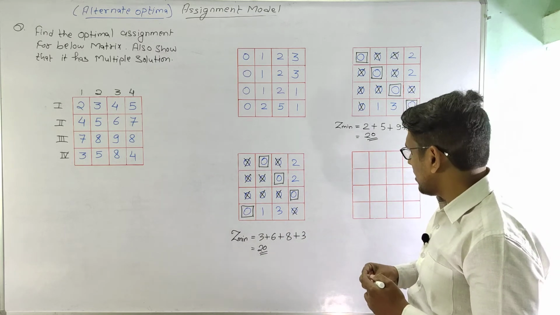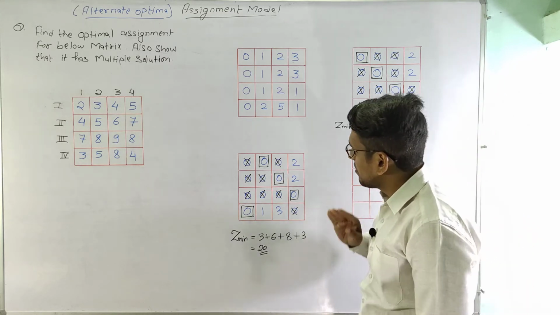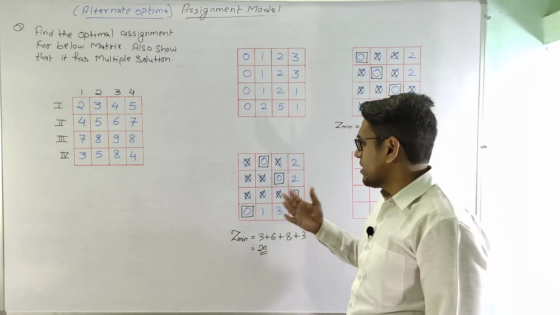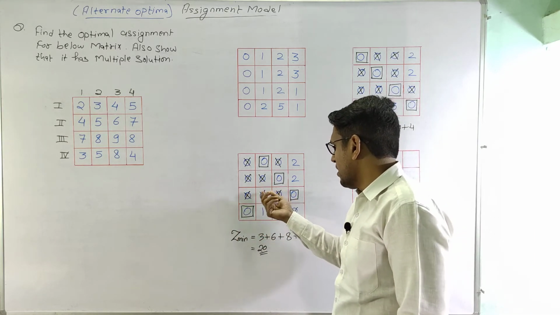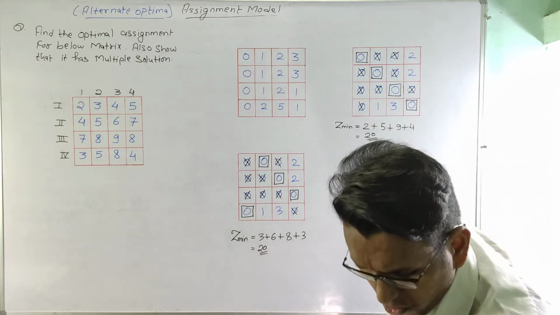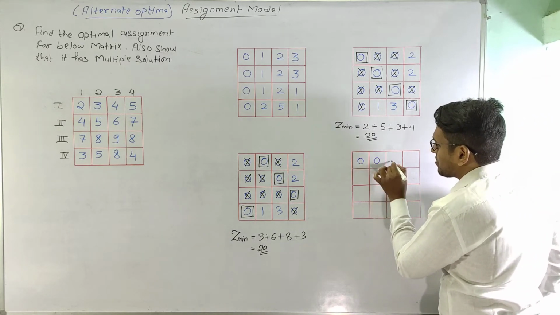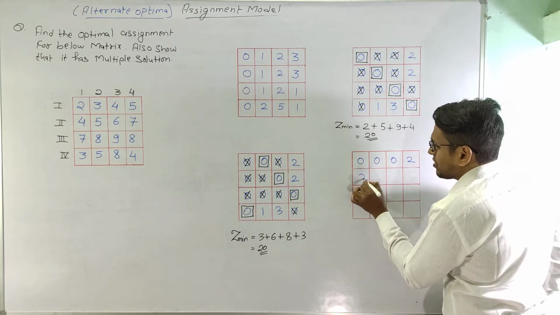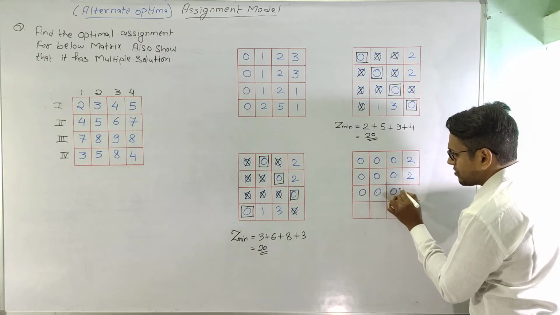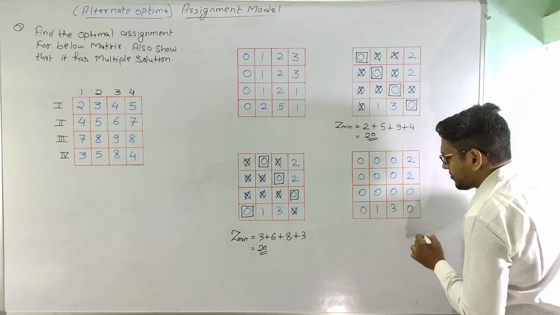So let us see again what will be the effect if we do not assign the value in this particular cell, or if we assign any other cell. So let us just quickly see here. 0 0 0 2, 0 0 0 2, 0 0 0 0, 0 1 3 0.